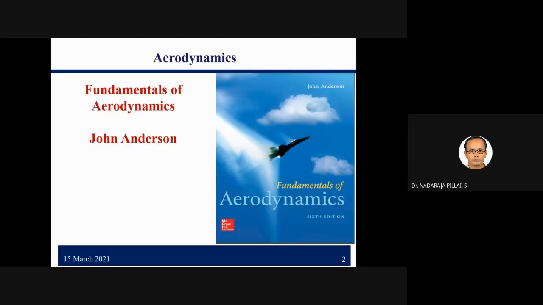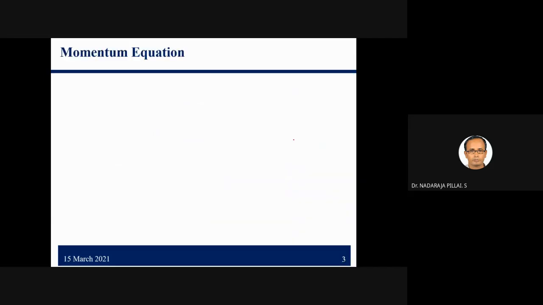I acknowledge John D. Anderson's Fundamentals of Aerodynamics. We will be following this book. I recommend you take your notebook and start following what I am doing.